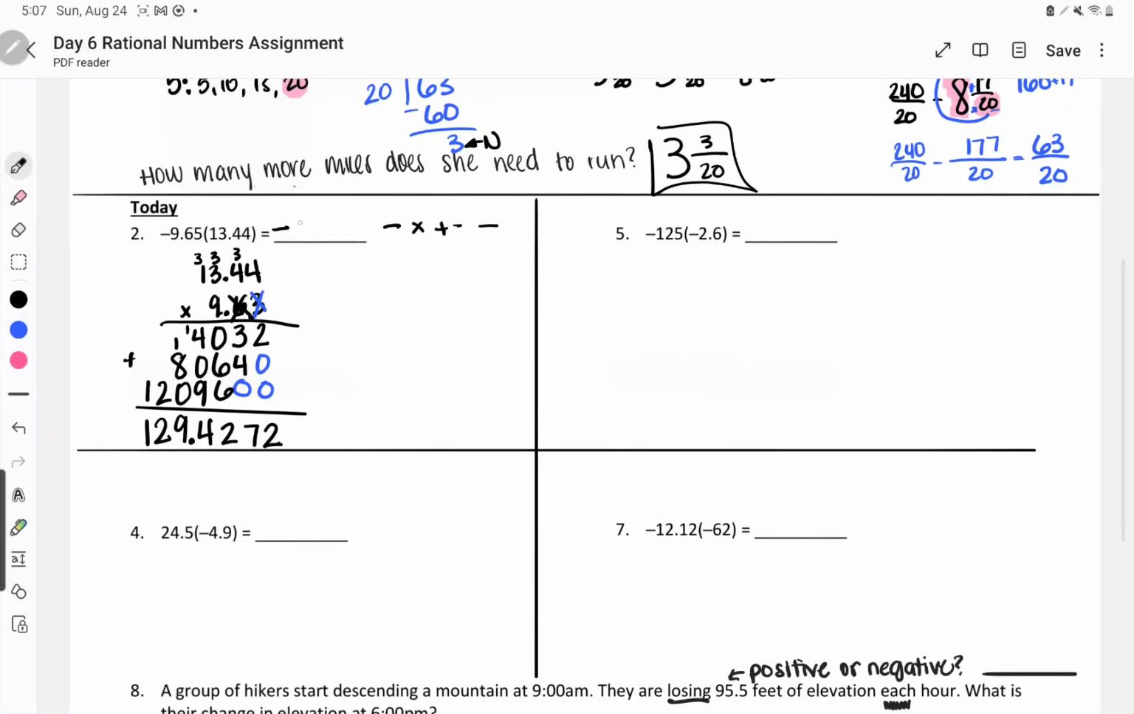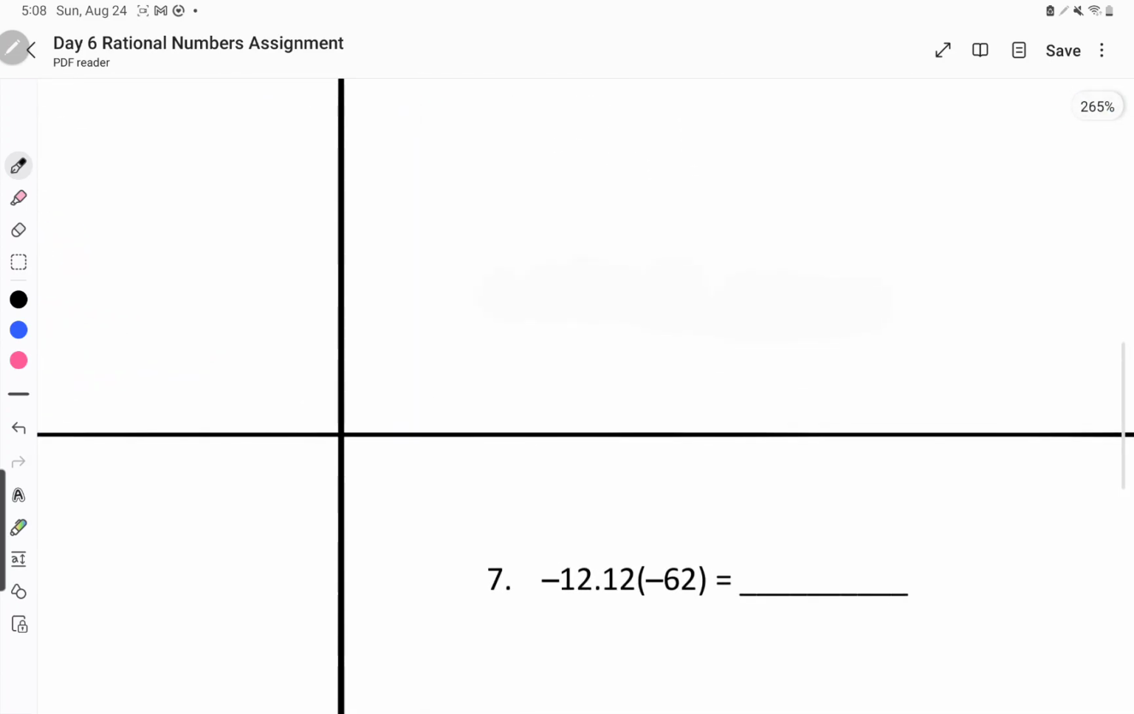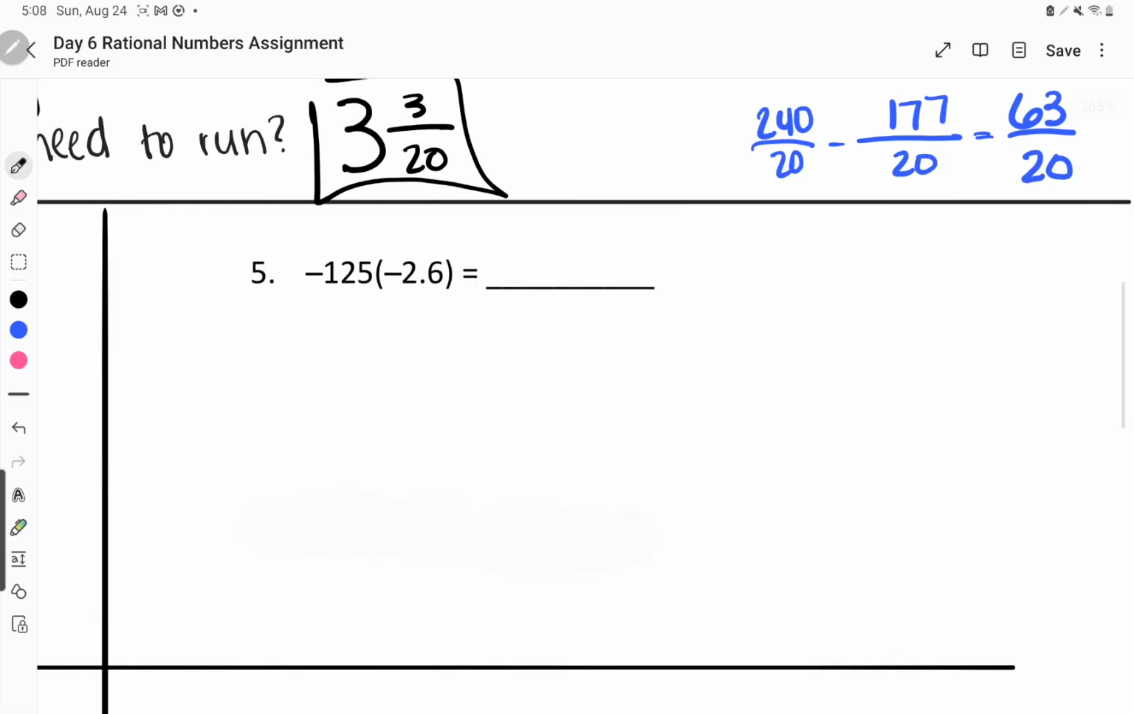So we have negative 120, a negative 129.4272. All right, for the next one, I have negative 125 times negative 2.6. So now I have a negative times a negative, and a negative times a negative gives me a positive. I'll set up 125 times 2.6.